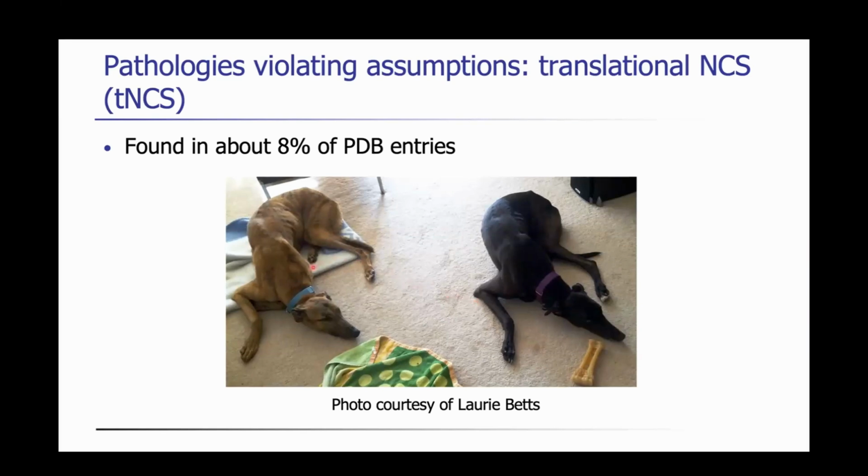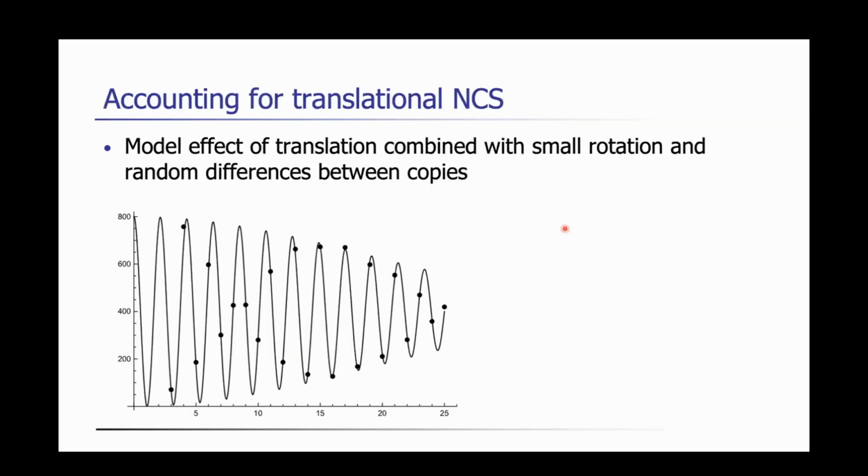So basically, it's when you have two things in your crystal which are not identical, but they're in similar conformations and related by a pure translation. When I showed this picture in a talk, somebody then sent me pictures of his dogs, and they do that too. So apparently this is a common thing for dogs. Okay, so what happens when you have translational non-crystallographic symmetry?